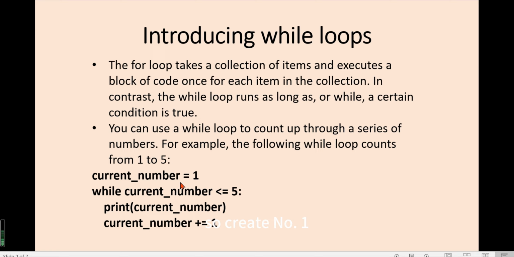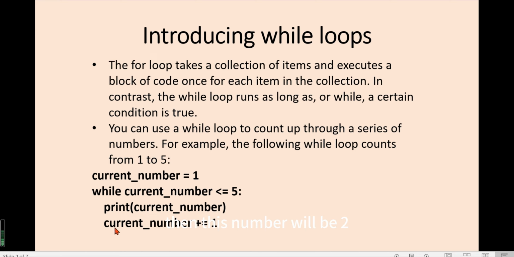So create a variable called current number. We assign it the value 1 first. Then there is a while loop, a conditional test. So while current number is less than or equal to 5, we will run this block inside the while loop, and we print this current number, and we will add 1 to this number. This is the shorthand form for current number equals current number plus 1.